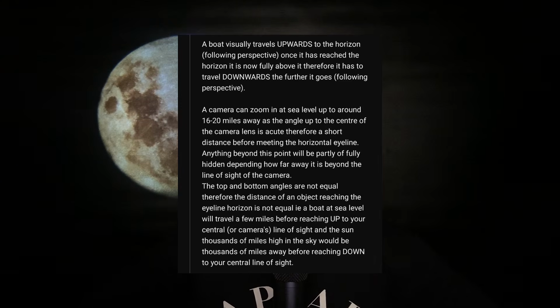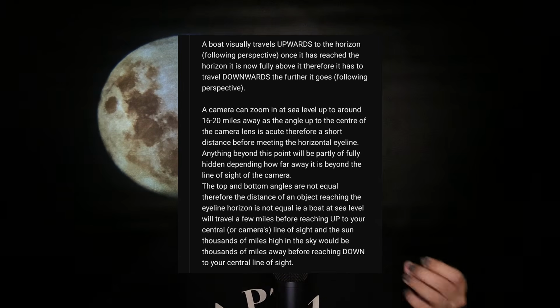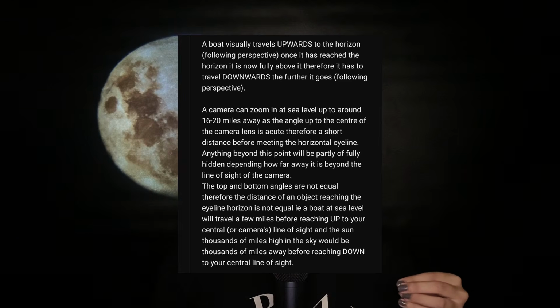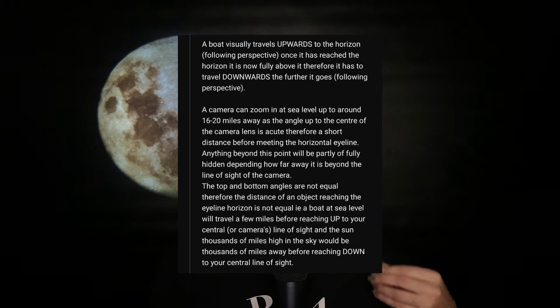Anything beyond this point will be partly or fully hidden, depending how far it is beyond the line of sight of the camera. The top and bottom angles are not equal, therefore the distance of an object reaching the eyeline horizon is not equal, i.e. a boat at sea level will travel a few miles before reaching up to your central or camera's line of sight, and the sun thousands of miles high in the sky would be thousands of miles away before reaching down to your central line of sight.